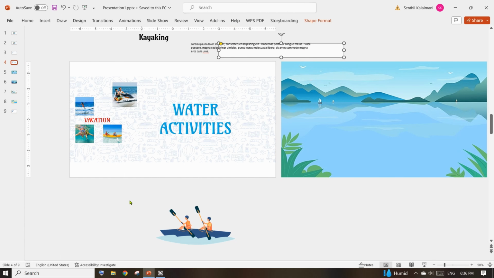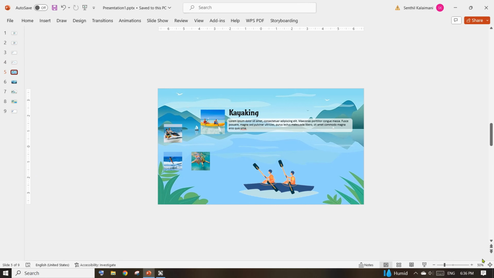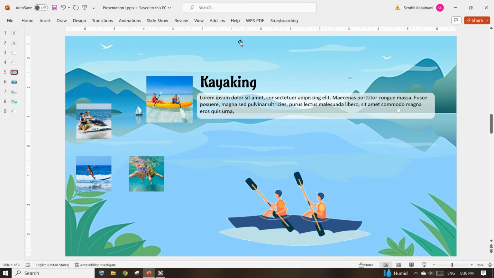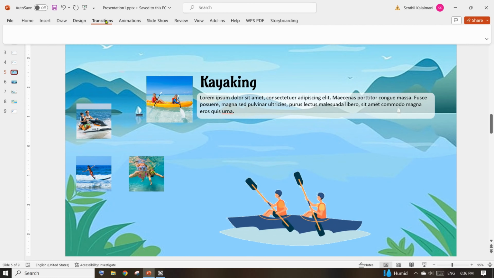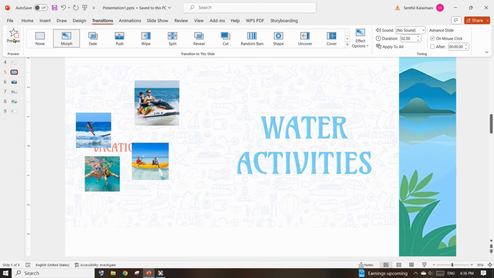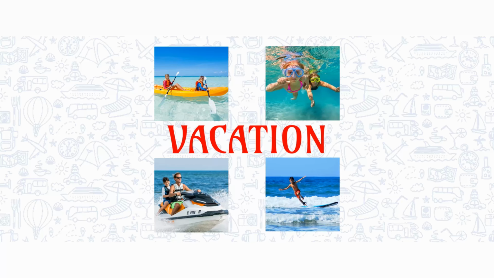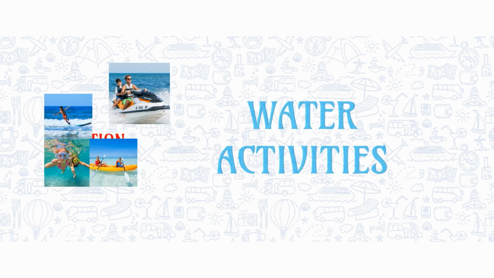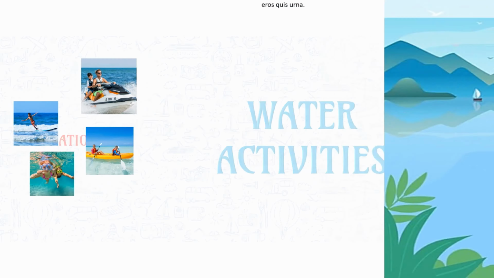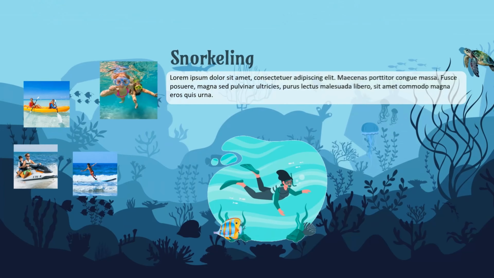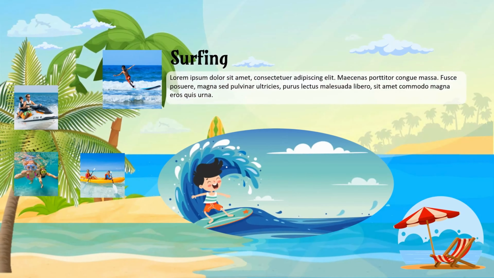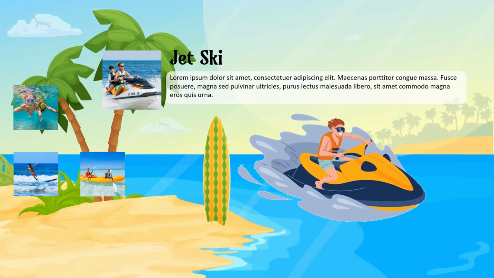Then go to the next slide and set the transition as morph. Click the preview and see for yourself. Isn't it amazing? Repeat the same for the rest of the slides and you have a great presentation to impress your audience.